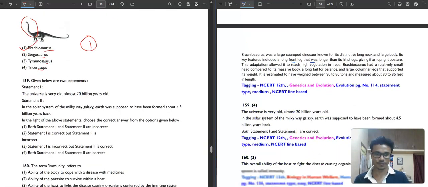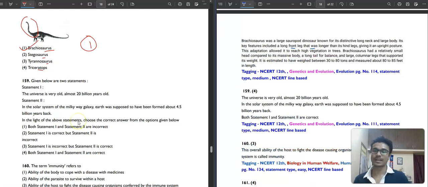So let's move forward to the next question. It is saying that the universe is very old, almost 20 billion years old. So the statement says the universe is 20 billion years old. Correct.